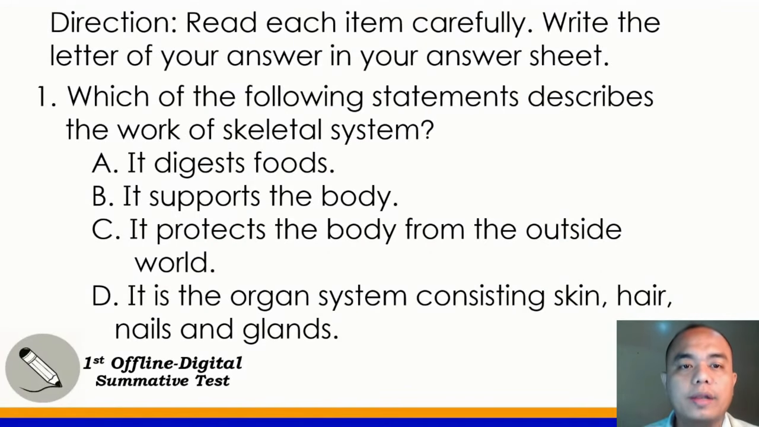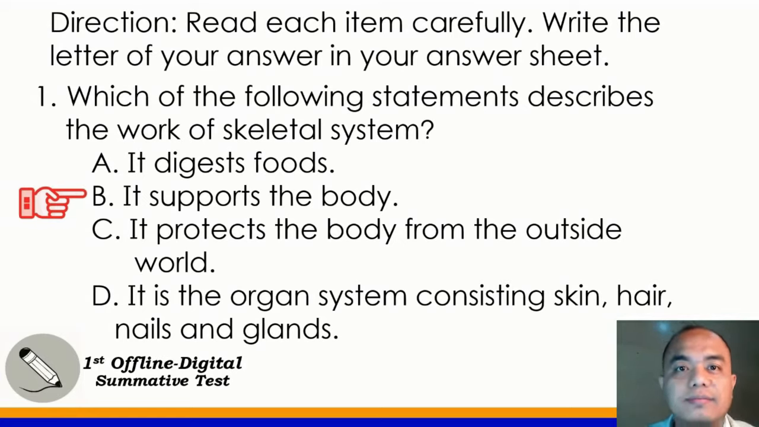Let's start. Number 1. Which of the following statements describes the work of skeletal system? A. It digests foods. B. It supports the body. C. It protects the body from the outside world. D. It is the organ system consisting of skin, hair, nails, and glands. What's the correct answer? The correct answer is B. The skeletal system supports the body.